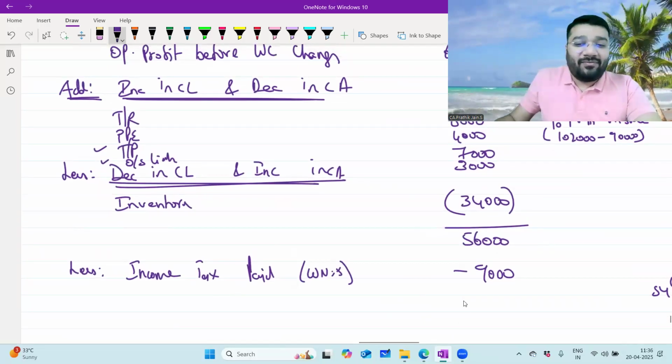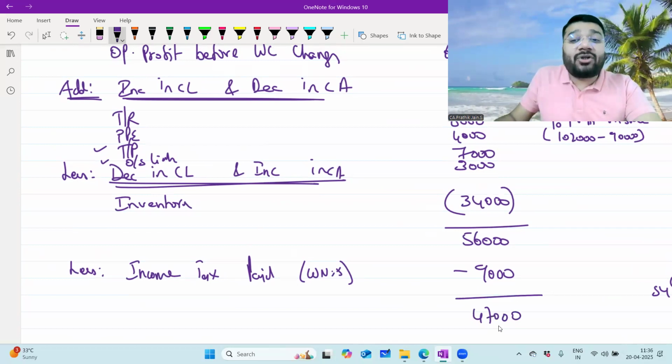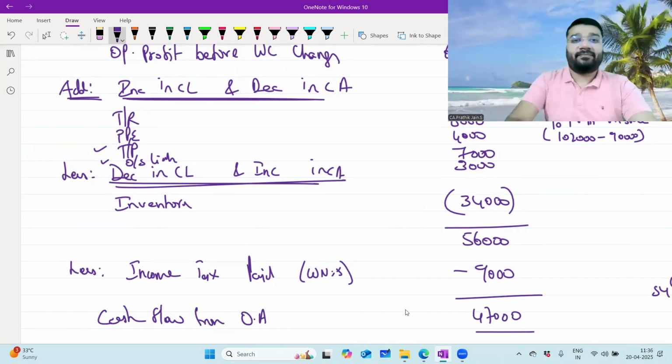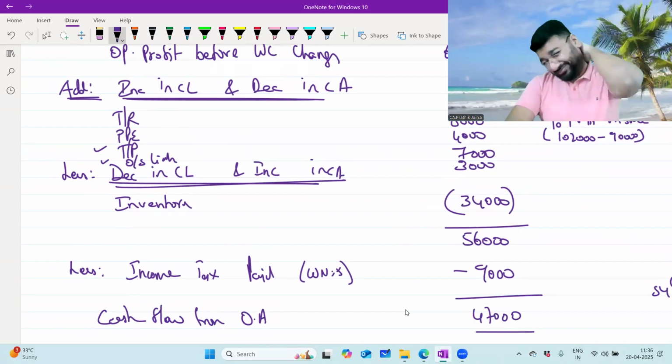Now, 47,000. Any extraordinary item of the operating activity? No. So this is cash flow from operating activity. Super. That's all.